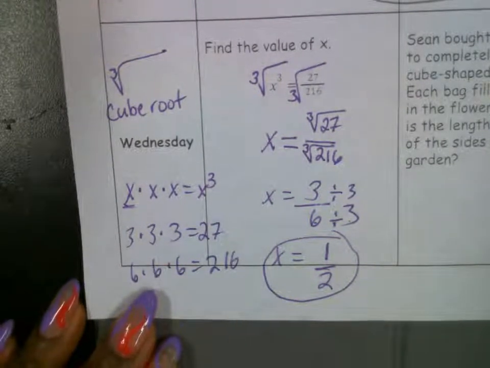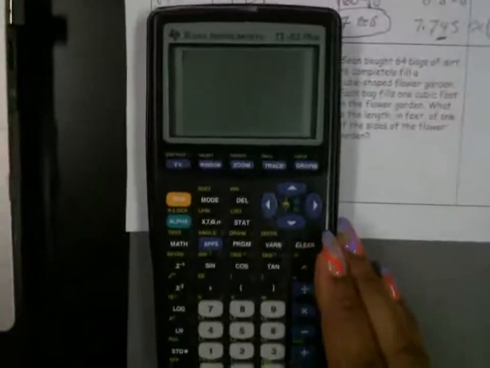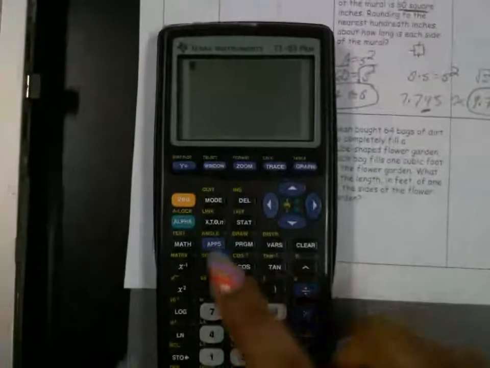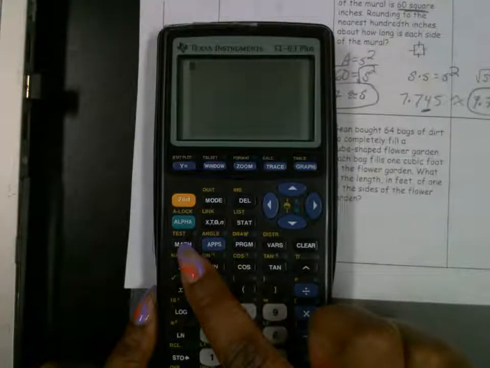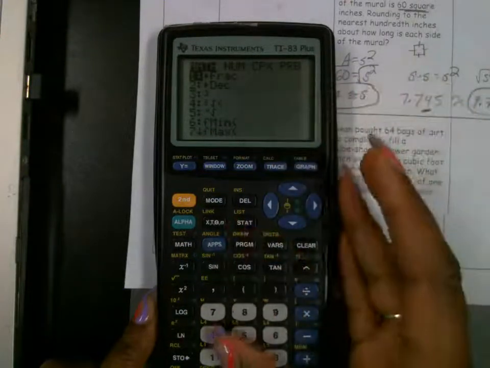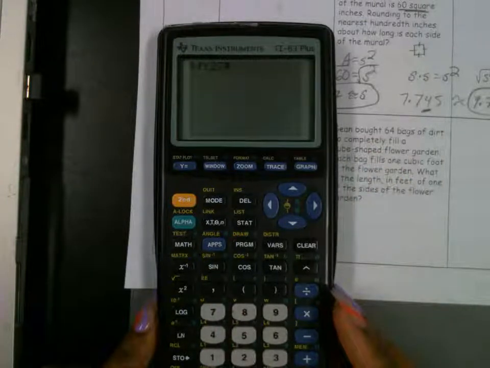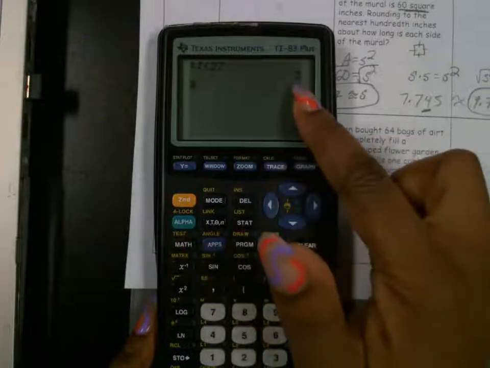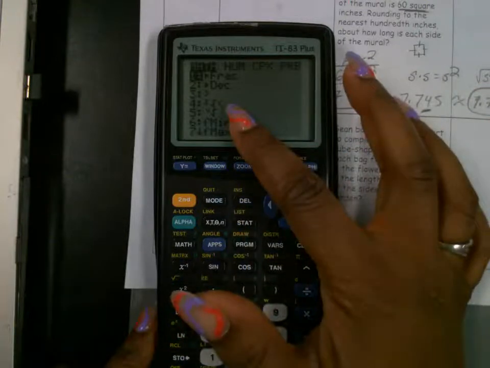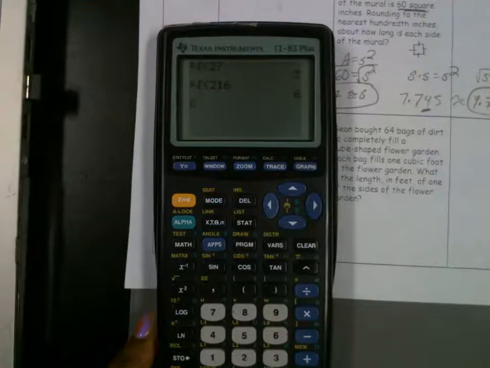All right. I'm going to show you how to type cube root in the calculator. The first button you press is the math button. Math is right here, right under the green alpha button. Press math, and then you go down to cube root, which is number 4. Then you can type in 27. Enter. The cube root of 27 is 3. I'm going to do it again. Math, number 4, and that's 216. The cube root of 216 is 6.